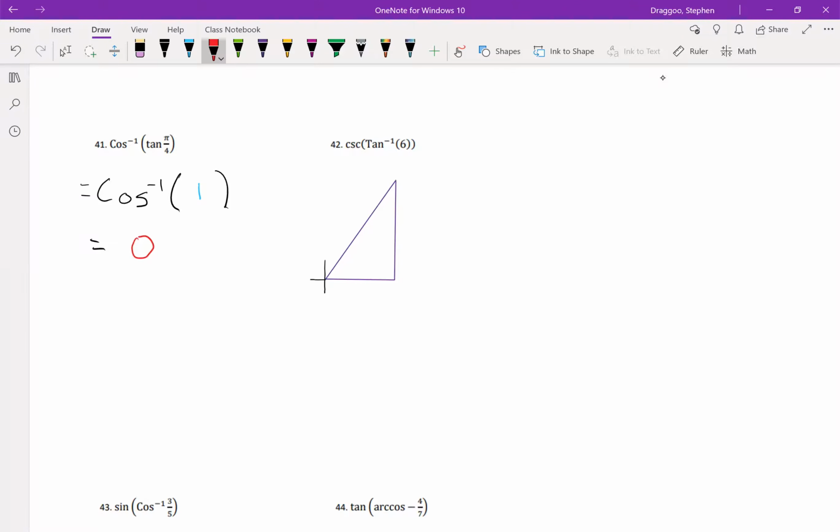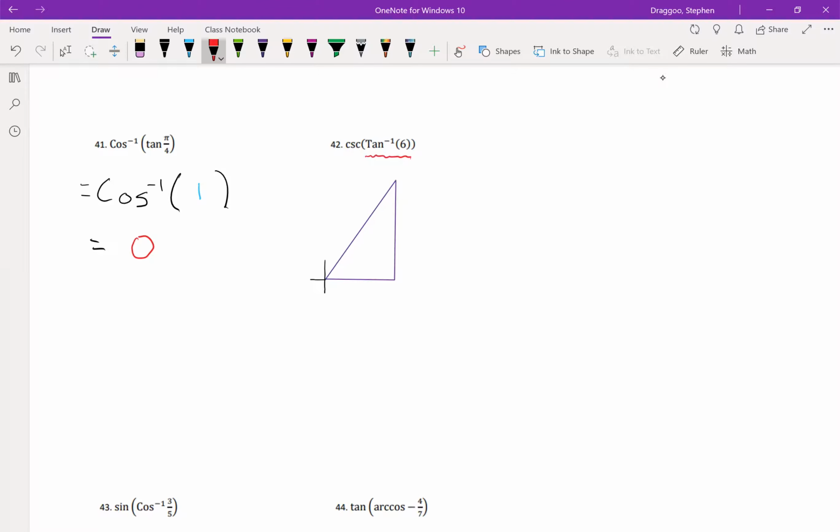But we could end up with an inverse trig function of some number that we don't recognize from the unit circle, as is the case with 42. I want the cosecant of the tangent inverse of 6 over 1. Or well, it just says 6, but I'm going to call it 6 over 1. Mild spoiler alert. In that case, we can go back to what we learned all the way in worksheet 4, where we were looking at reference angles and reference triangles, to construct a reference angle for the tangent inverse of 6.